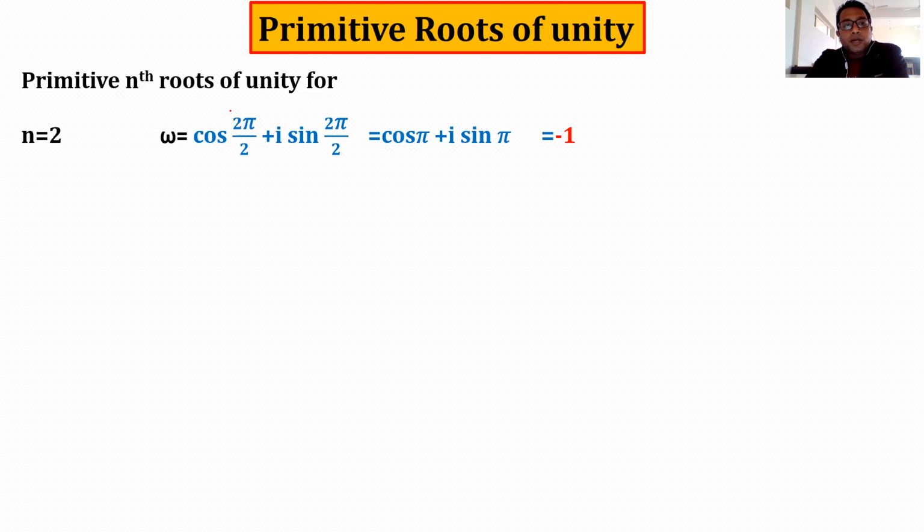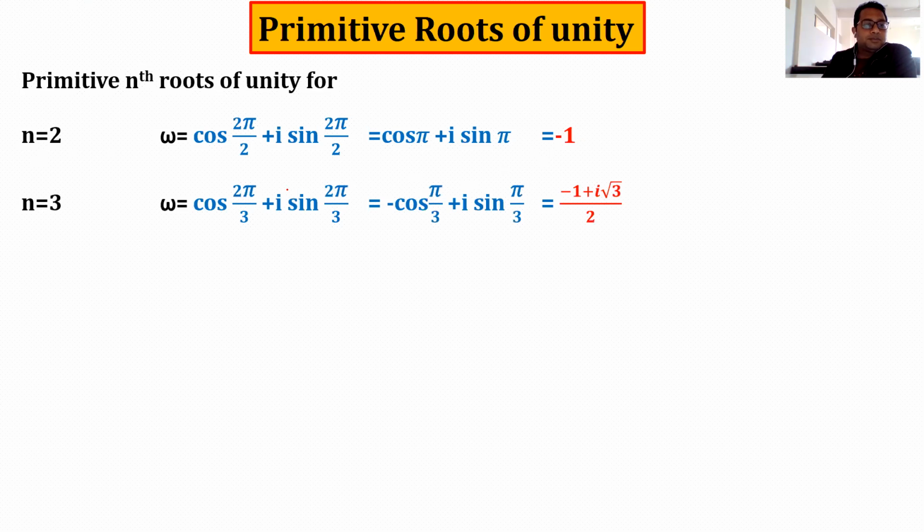So omega is cos 2 pi by 2 plus iota sine 2 pi by 2. That is cos pi plus iota sine pi. And cos pi is -1, sine pi is 0. So the primitive nth root of unity for n equal to 2 will be -1.